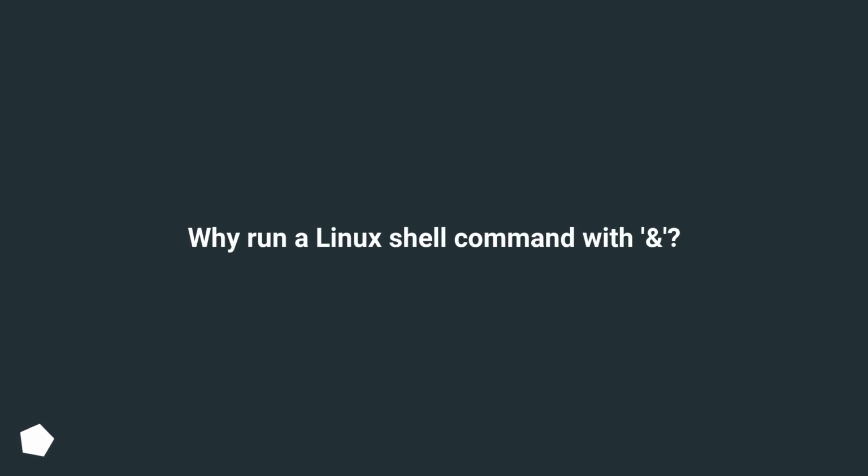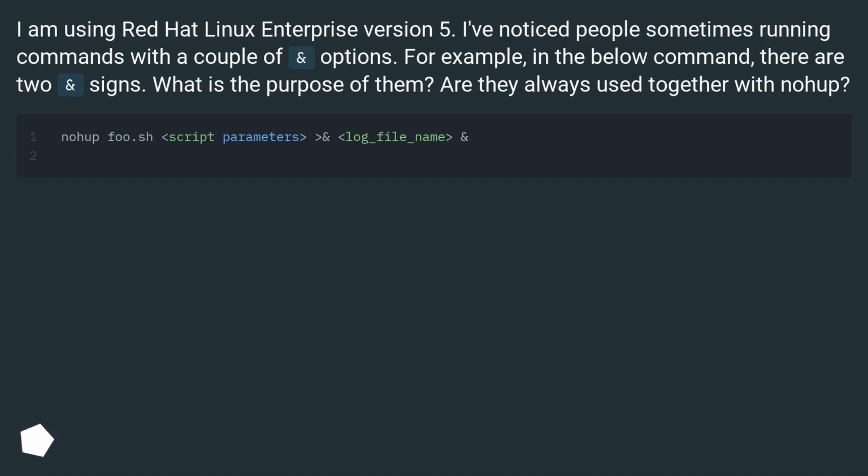Why run a Linux shell command with &? I am using Red Hat Enterprise Linux version 5. I've noticed people sometimes running commands with a couple of & options. For example, in the below command, there are 2 & signs. What is the purpose of them? Are they always used together with nohup?